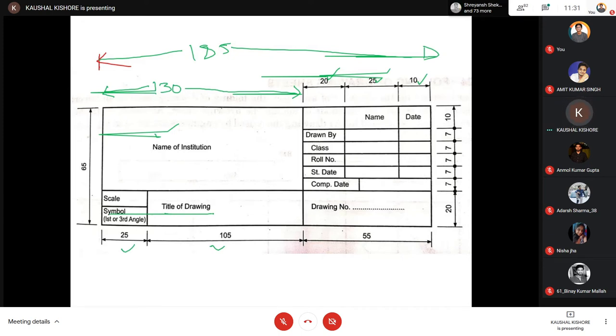Then after this is the drawing number, either the first sheet or second sheet or third sheet. So drawing number 1, 2, 3. Then after that, scale. In the scale section, you have to write either 1:1 or 1:2. There are ways you have to scale, like 1:2 or 1:10 or 1:100.